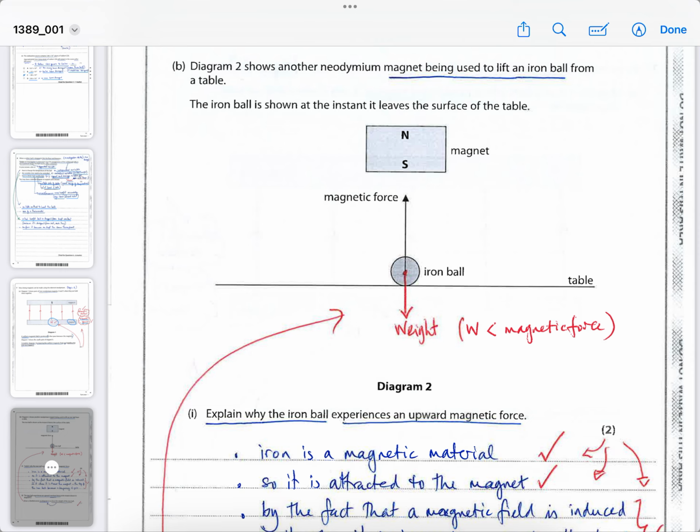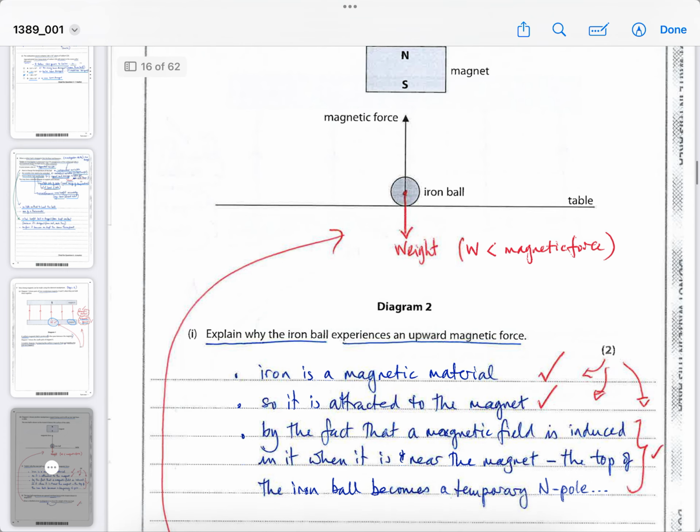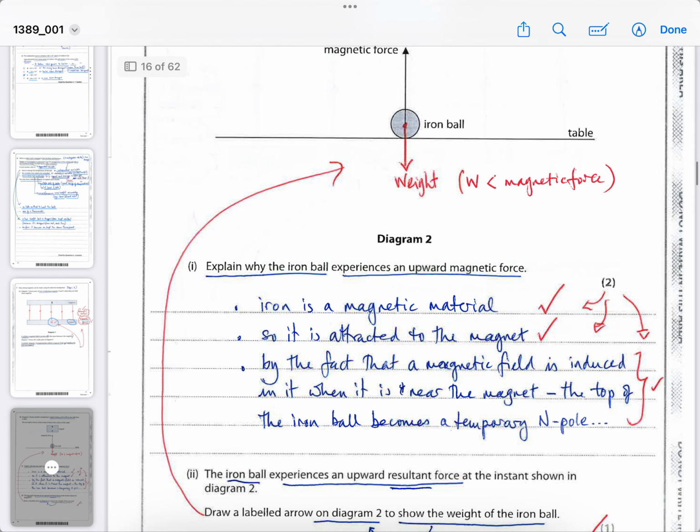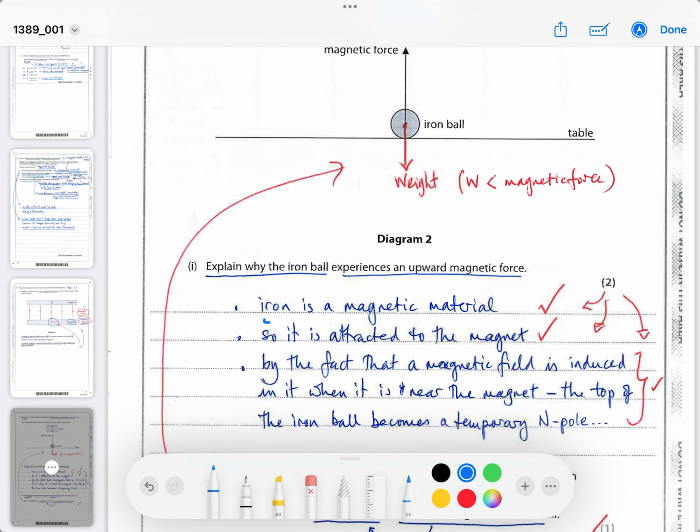Explain why the iron ball experiences an upward magnetic force. Well, it experiences an upward magnetic force because, first of all, iron is a magnetic material. Yeah, so you've got to say that iron is a magnetic material, and that gets you 1 mark. So it is attracted to the magnet. If it was made of aluminium, it would not be attracted. Not all materials are magnetic. Iron, cobalt, and nickel are the elements that I teach my students are magnetic.